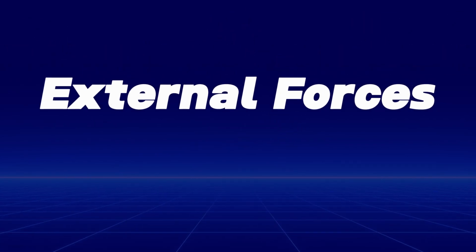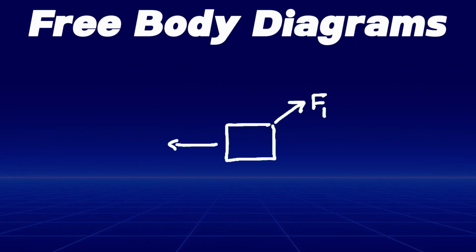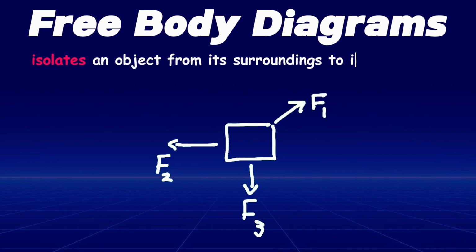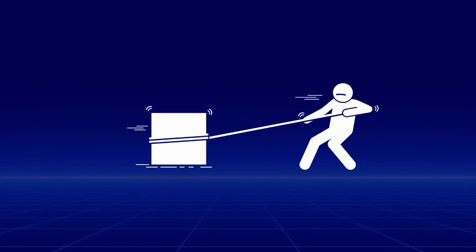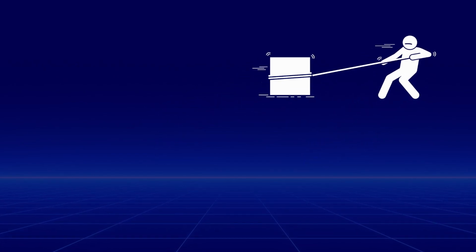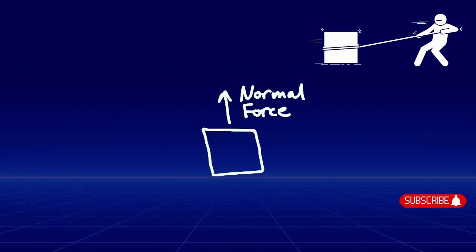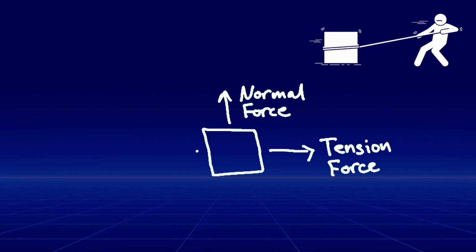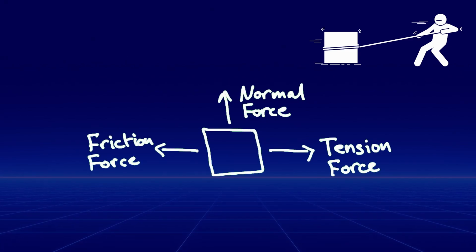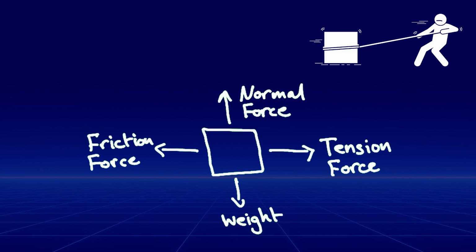To determine the external forces acting on a system, static analysis uses free body diagrams. A free body diagram isolates an object from its surroundings to illustrate all external forces acting upon it. Consider a box placed on a surface being pulled. The free body diagram for this scenario includes a normal force, which is the perpendicular force exerted by the surface on the box. A tension force, which is the pulling force exerted by the cord. A friction force, which is the resistive force between the box and the surface. And the weight of the body, which is the gravitational force acting on the box.